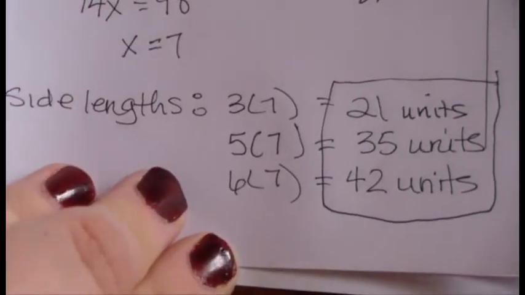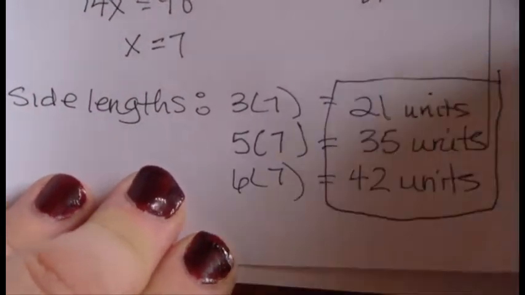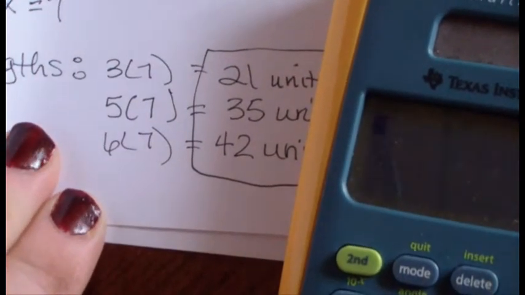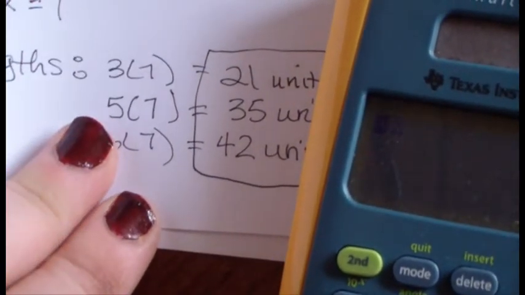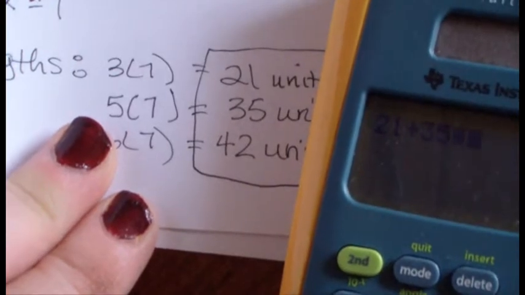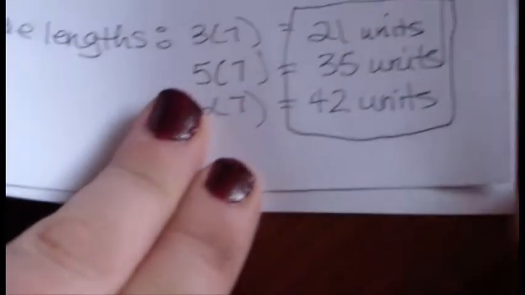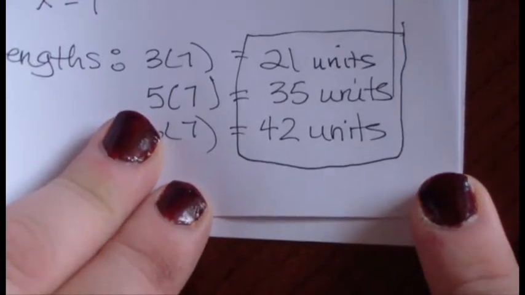If you want to double check you got the right answer, plug those in. We got 21 plus 35 plus 42 is 98, which is what we were told the perimeter is equal to. So there you go.